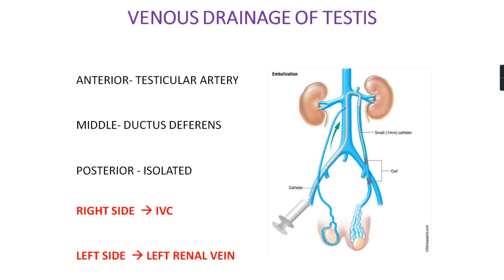You know the reason. On the right side, the right supracardinal and right subcardinal veins take part in the formation of the inferior vena cava. On the left side, the left supracardinal vein and subcardinal vein take part in the formation of the left renal vein. So on the right side, the right testicular vein drains into the inferior vena cava, whereas in case of the left side it drains into the left renal vein.